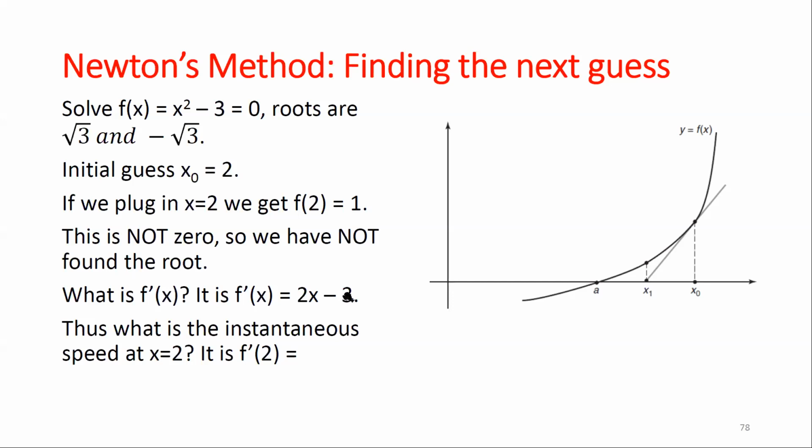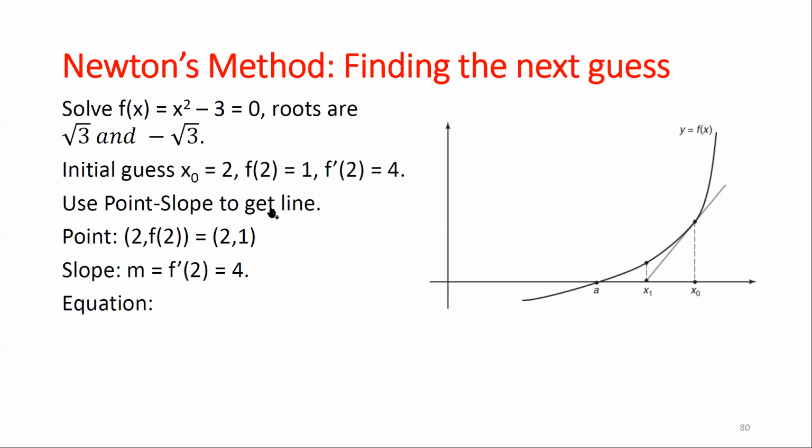So again, the minus 3 shouldn't be here. What do we get when we put in 2? When x equals 2, we get 4. So now we can find the tangent line. We know the point is 2, f of 2, or 2 comma 1. We know the slope is 4.